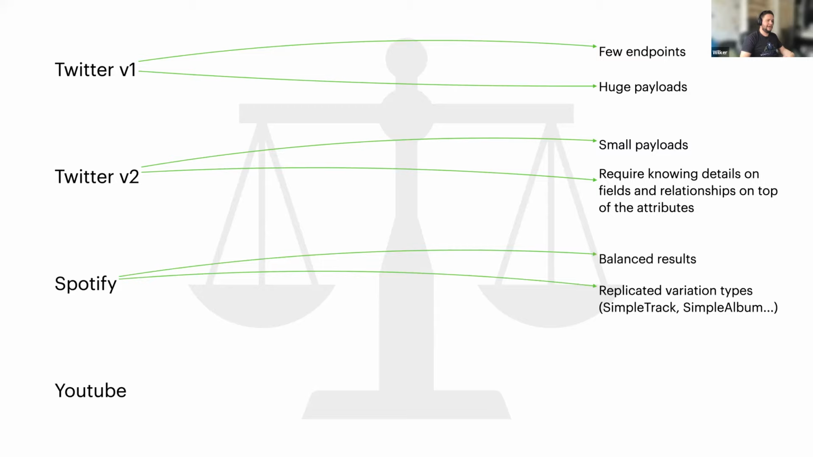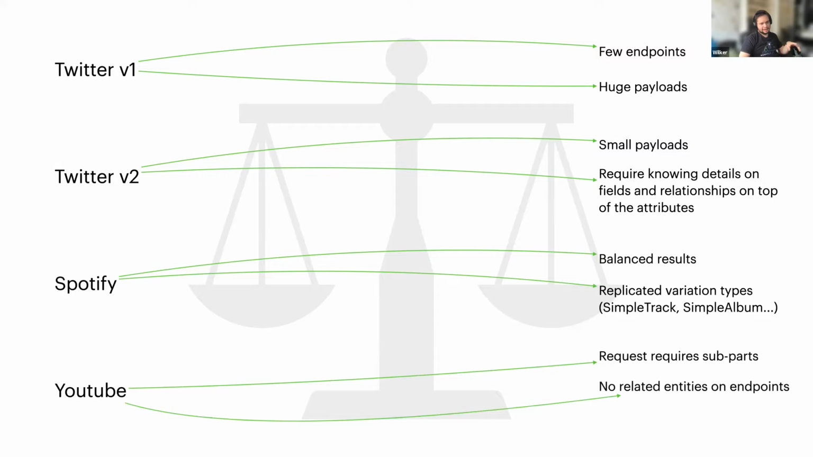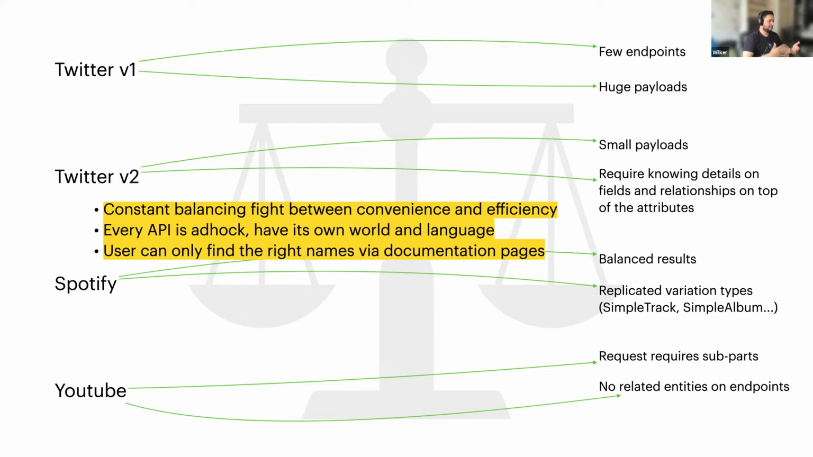Spotify got more of a balanced result, but they did that by having to replicate and create more of those type explosion things. On YouTube, they also invented their own thing on subparts, and YouTube never gets your related entities, so they don't have to create simple video entity or simple user or things like that.